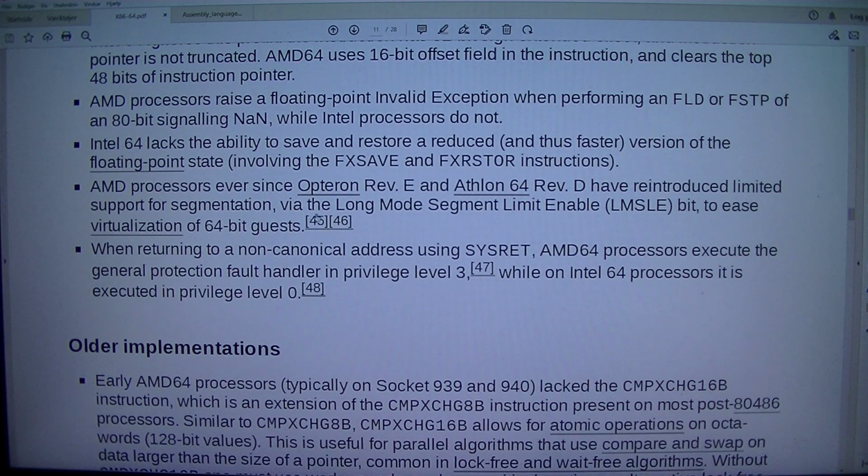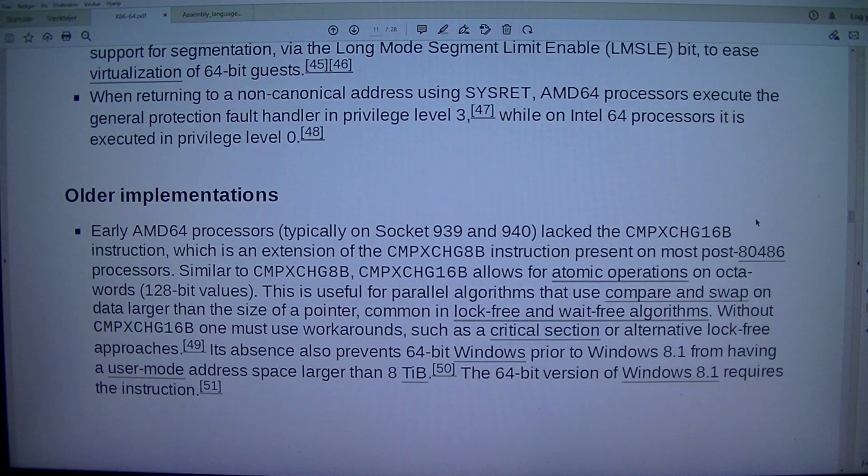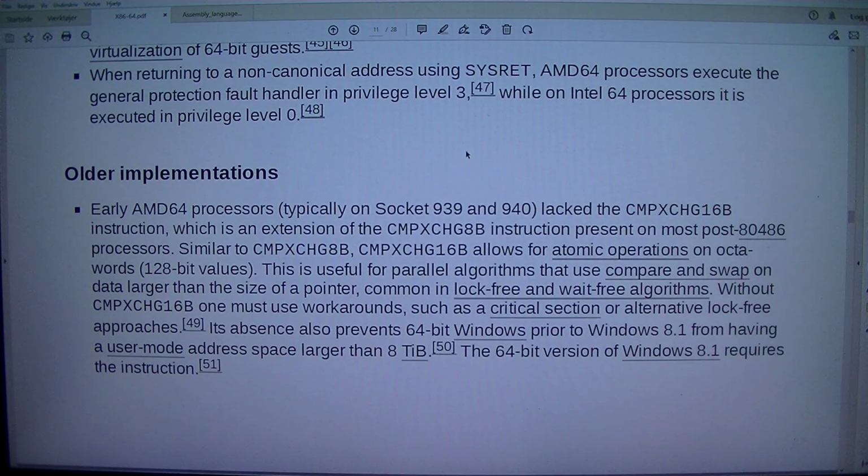AMD processors ever since Opteron Revision D and Athlon 64 Revision D have reintroduced limited support for segmentation, via the Long Mode Segment Limit Enable, LMSLE, bit, to ease virtualization of 64-bit guests. When returning to a non-canonical address using sysret, AMD64 processors execute the General Protection Fault handler in privilege level 3, while on Intel 64 processors it is executed in privilege level 0. Older implementations.